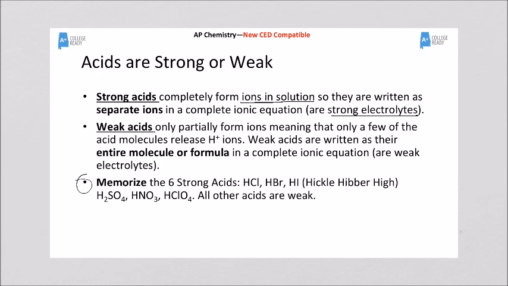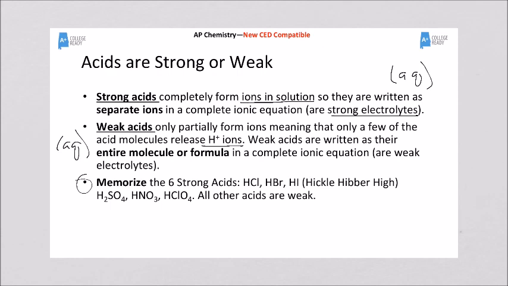Okay? Now, strong acids will have this AQ symbol, and again, we're going to completely split those up into their ions because they're strong and completely break up into ions. Now, weak acids are different, though. They also will have this AQ symbol. However, only a very small portion of the acid would actually release H+. So this is where you have to really be careful.